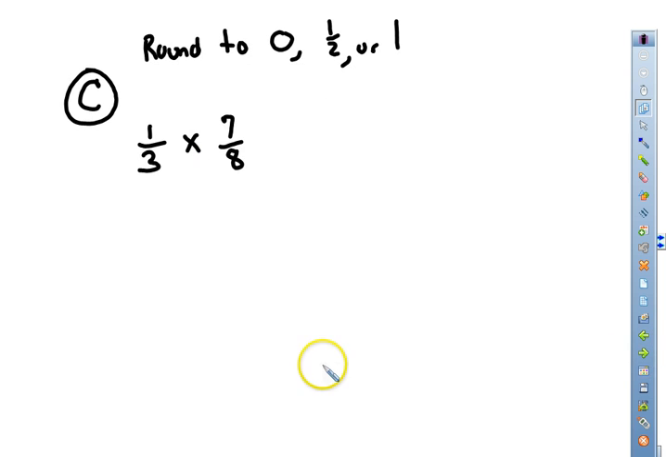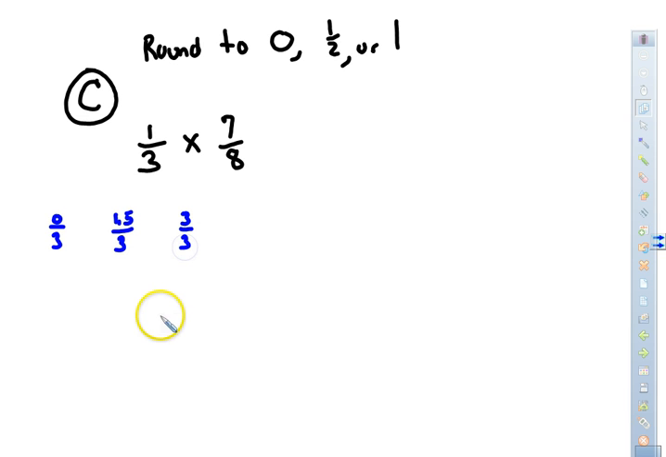Let's look at our next problem. Now the directions for this simply say to round to 0, a half, or 1 whole. Okay, so again, we're using that same process of looking at possibly a number line. 0/3 equals 0. 1.5 over 3 is a half, and then 3 over 3 would equal 1 whole. So where does that 1, what is it closest to? Because again, we're not rounding to the nearest whole number.